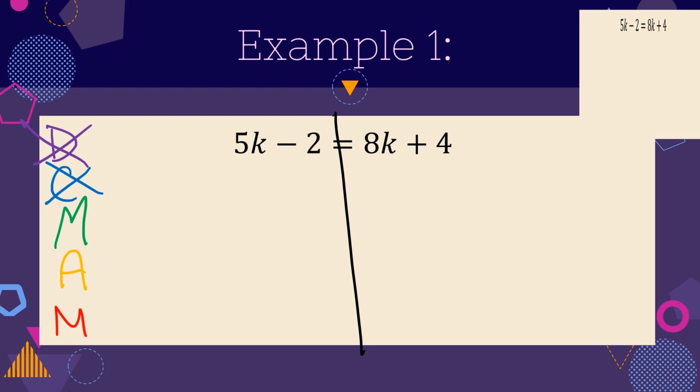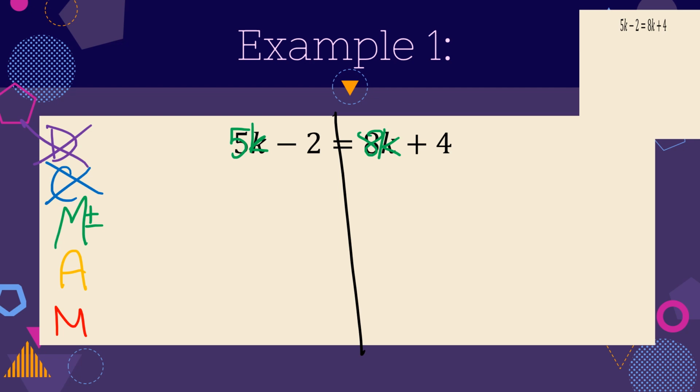Look at my variables. I have 5K and I have 8K. We move them by adding or subtracting. So this is what's new today. Well, let's see. They're both positive. So how do I kick it over the line? How do I undo it? What's the inverse operation? We need to subtract.